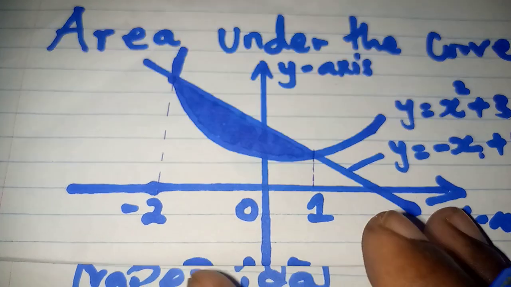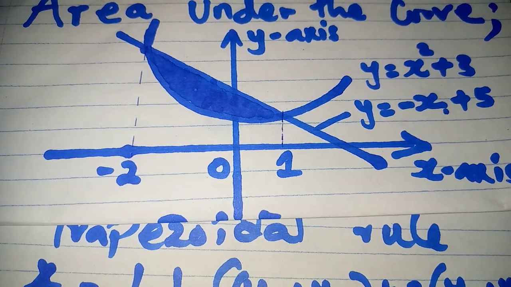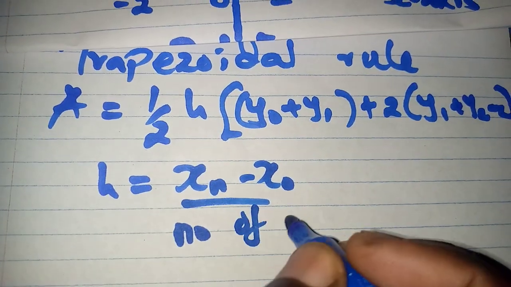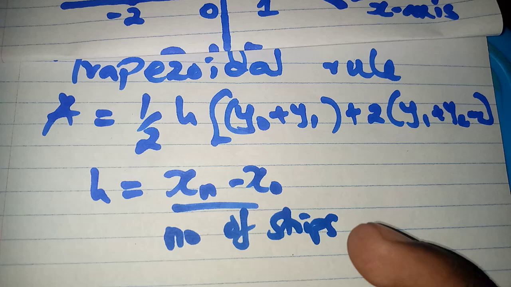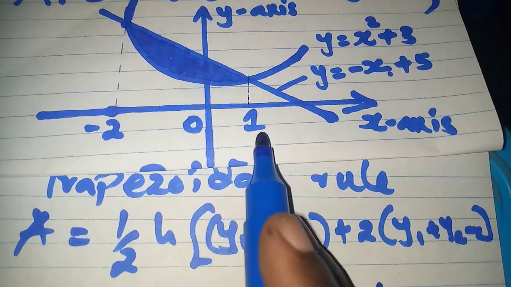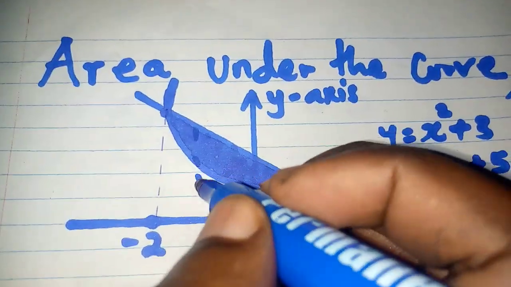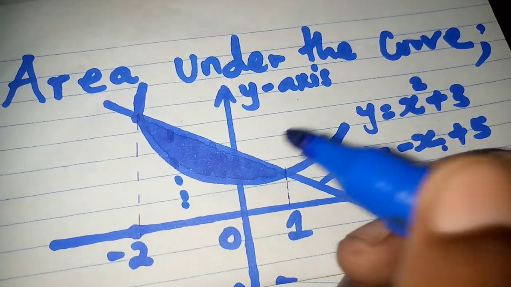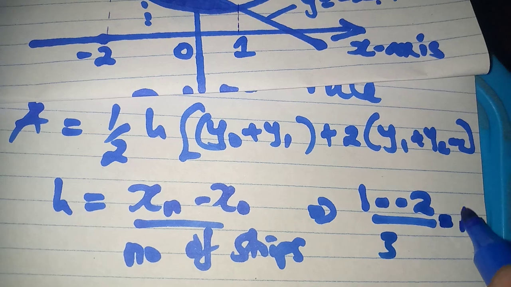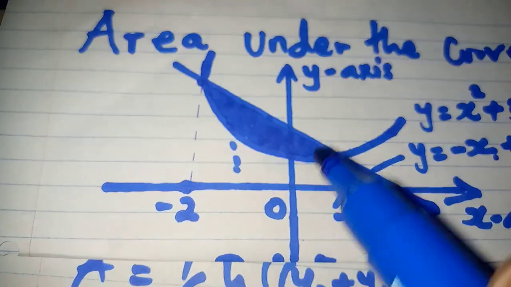So of course, I'm going to take the last value of x minus the initial over the number of strips, or number of trapeziums that I'm going to use. Applying this, it is 1, which is this one, minus of 2, and I want to divide this region using 3 strips, so that my h now becomes 1, h as the length of those strips.